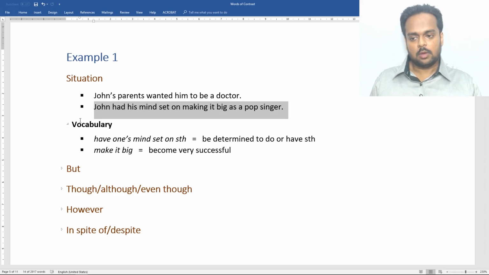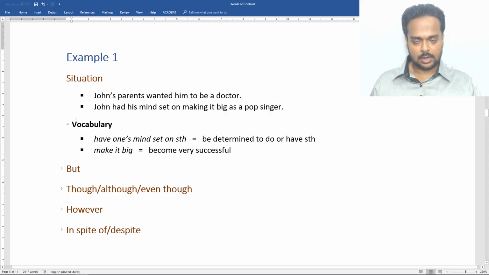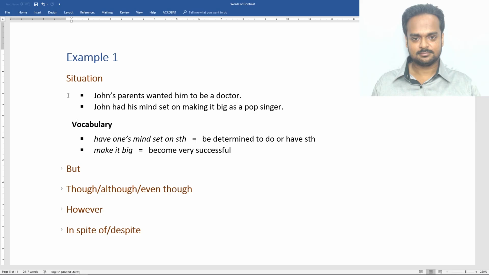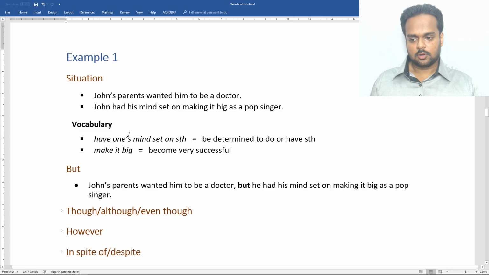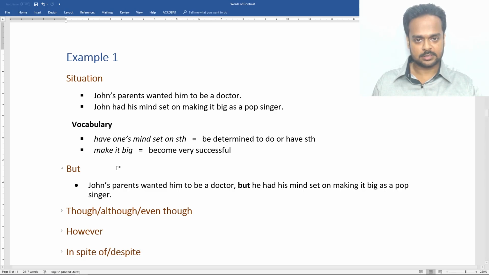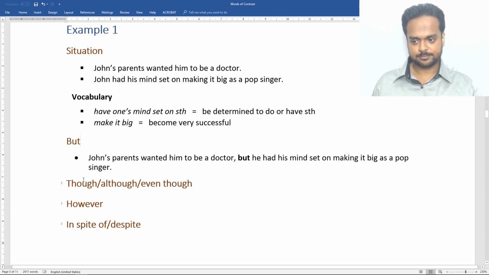All right, now I want you to stop the video and think about how you would connect these two sentences using but, though, although, even though, however, and in spite of, and despite. Stop the video, write out your sentences, then play the video and continue. All right, let's look at the answers. But is quite easy. John's parents wanted him to be a doctor, but he had his mindset on making it big as a pop singer. I'm sure you got that one right.